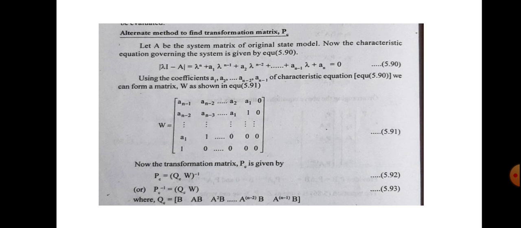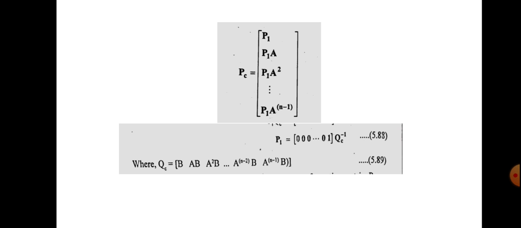Okay. So this is the way we are finding the controllable phase variable form. You can either use this method to find the PC, or you can use this method.